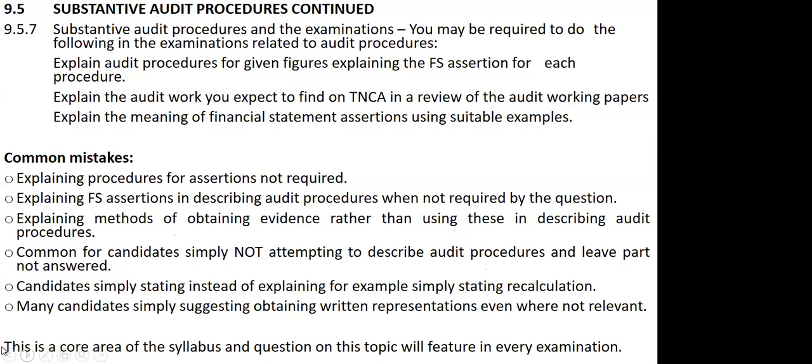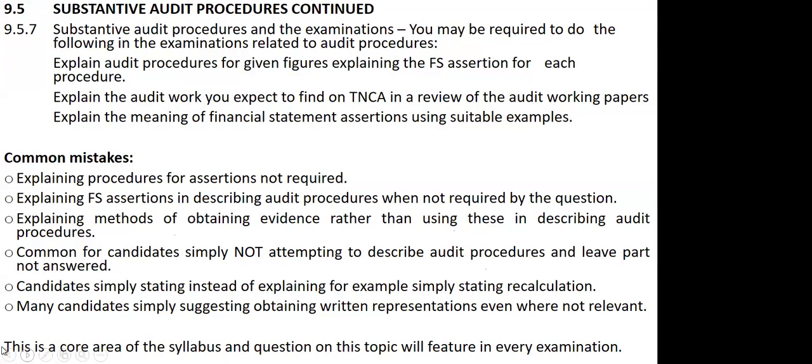Okay, it is common for candidates to simply not attempt to describe audit procedures. It's an area where a lot of students just leave it blank, which means they do not understand, and it's unlikely then that they will marshal enough marks to pass the exam. And then candidates simply state instead of explaining, like we said in terms of what you need to pass the exam. If the examiner wants you to explain, please just explain, not necessarily just state. You may only get half the marks, and we need these halves. 6 halves gives 3 marks, and we need those marginal marks.